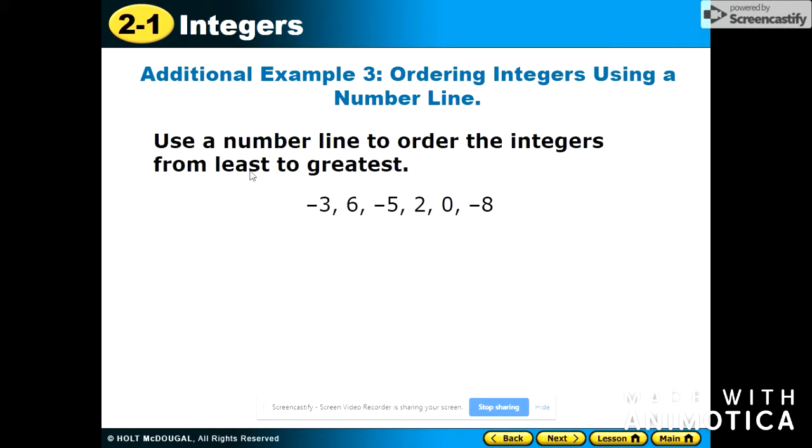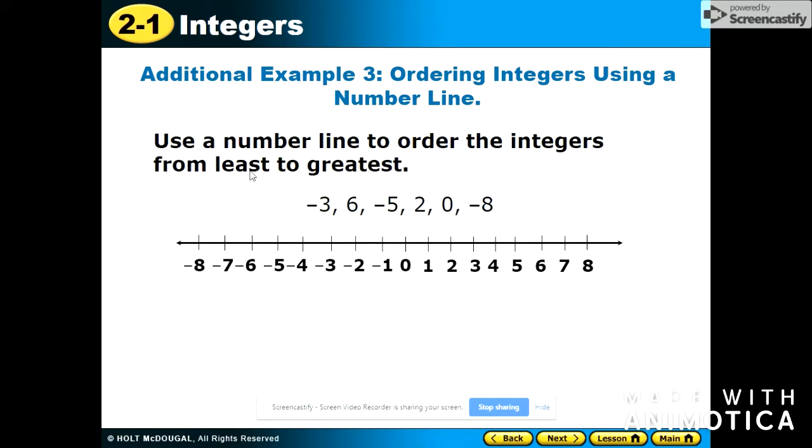Okay, so let's go to example 3 now, where we need to order these integers using a number line. Sometimes they'll give you a number line, sometimes you have to make one. Just make sure it's big enough to fit all of the integers that they give you. So negative 3, 6, negative 5, 2, 0, and negative 8, we need to order them from the least to the greatest.